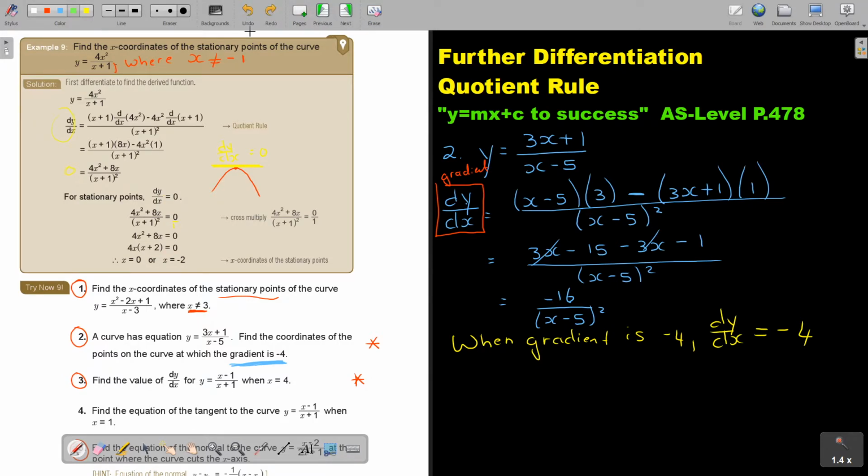Definitely it's not a stationary point. Stationary point, I put 0. Negative 16 over x minus 5 squared. Put it over 1. One term equals one term. I always cross multiply. So it's negative 16 equals negative 4, x minus 5 squared.